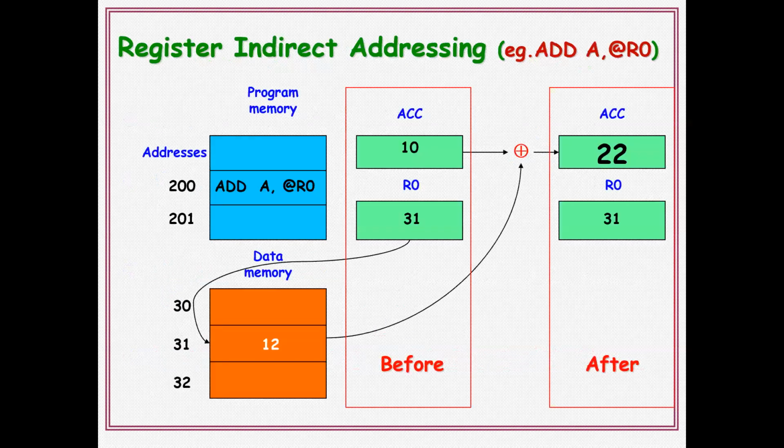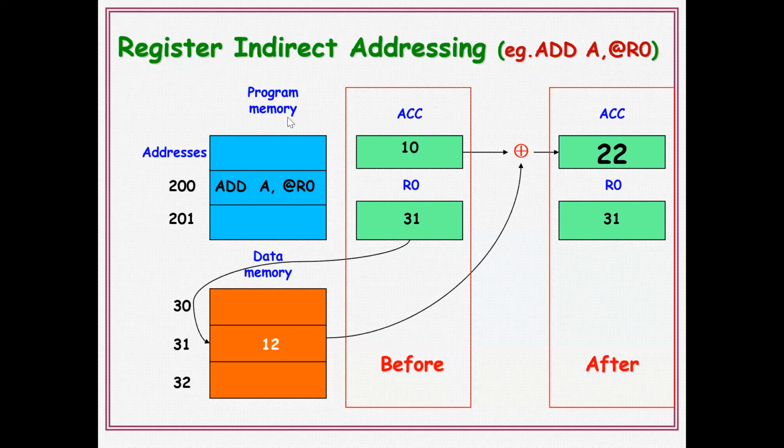For example, ADD A, @R0. For this example, assume we know the value available in R0 and the value available in the accumulator before execution. After execution of this instruction, what is the value in the accumulator? The first one, ADD A, @R0, is a one-instruction program loaded in ROM, also called program memory. So assume that it is a program memory.